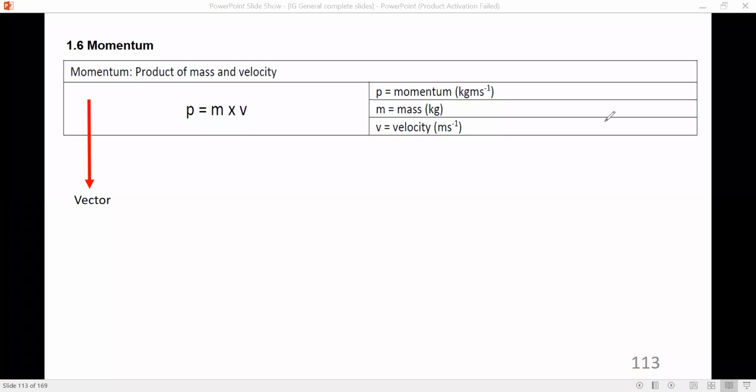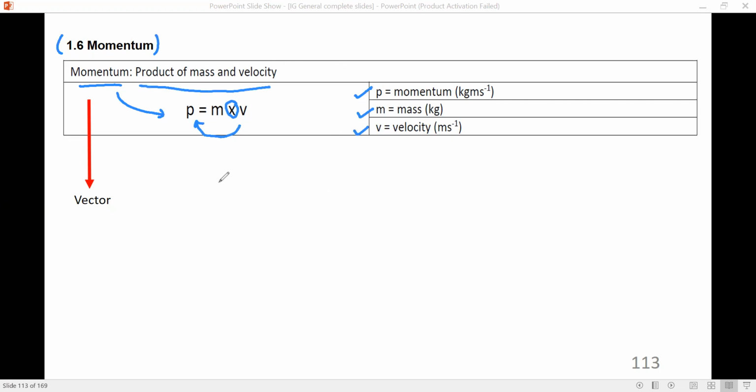Okay, so for this video, we are going to learn a little bit about momentum. Momentum is 1.6 under general physics. First, we are going to learn about the definition of momentum. The definition of momentum is based on its formula, which is P equals M times V. P is momentum, M is mass, and V is velocity. When you multiply mass and velocity together, you get momentum. So the definition is the product of mass and velocity.